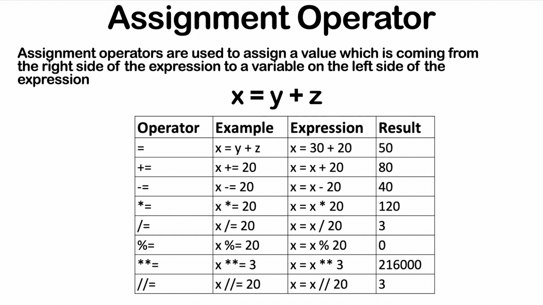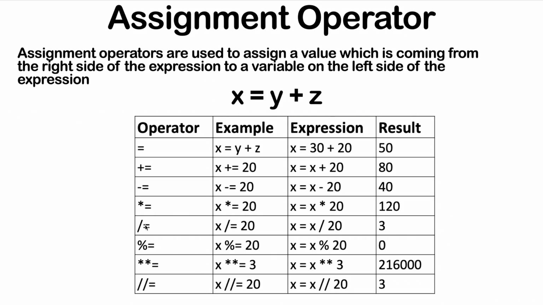If you see in this table, we have around 8 assignment operators. The first one is the equal operator, which is quite basic, where we are adding two variables y and z, where y has the value of 30 and z has the value of 20. When you add these two variables, the result coming from this expression y plus z will get stored into the variable x using the assignment operator. So here the result 50 is getting stored inside the variable x using the assignment operator, which is equals.